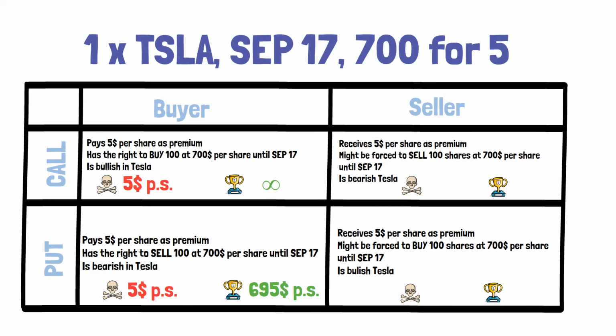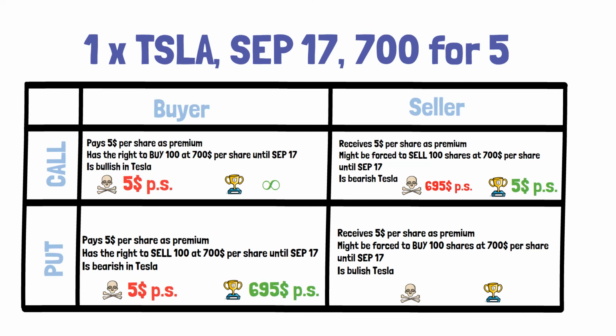When you sell a call option, your maximum reward will be the premium received, $5. Your maximum loss will happen if the stock goes to zero. You will lose $700 minus the premium received, $695 per share or $695,000 for each contract.